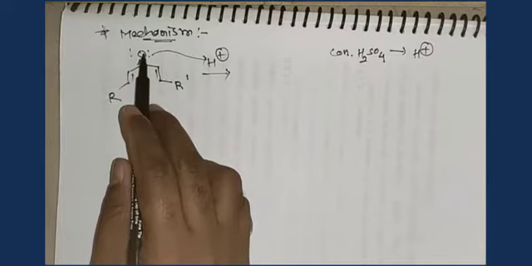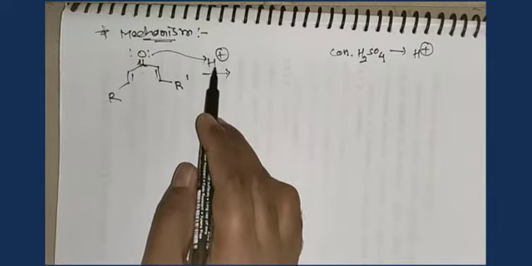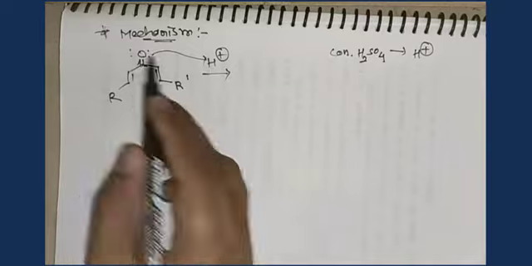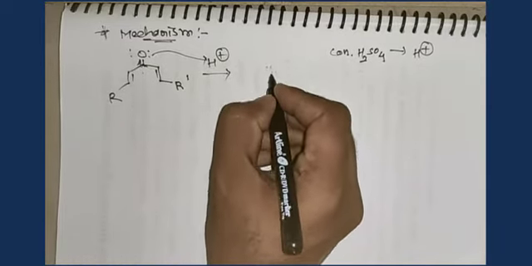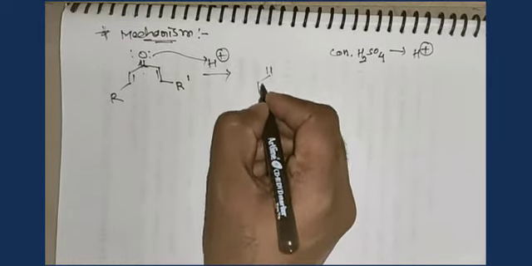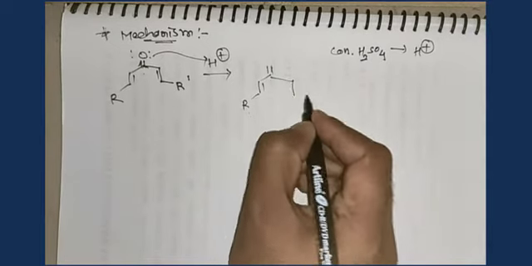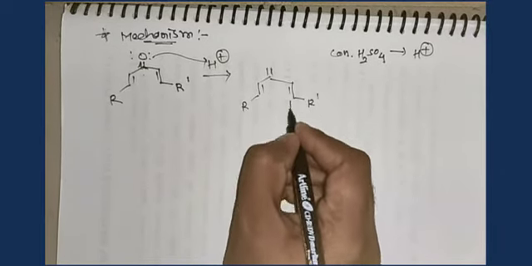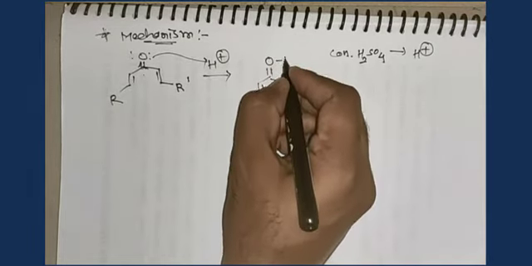As we discussed in our previous lecture, the arrow notation is always from the more electronegative to the less electronegative side. Here oxygen is more electronegative, hydrogen is less electronegative. So first of all, hydrogen attaches to the keto group of our starting material. Here R and R dash stay as they are, so here O and H.